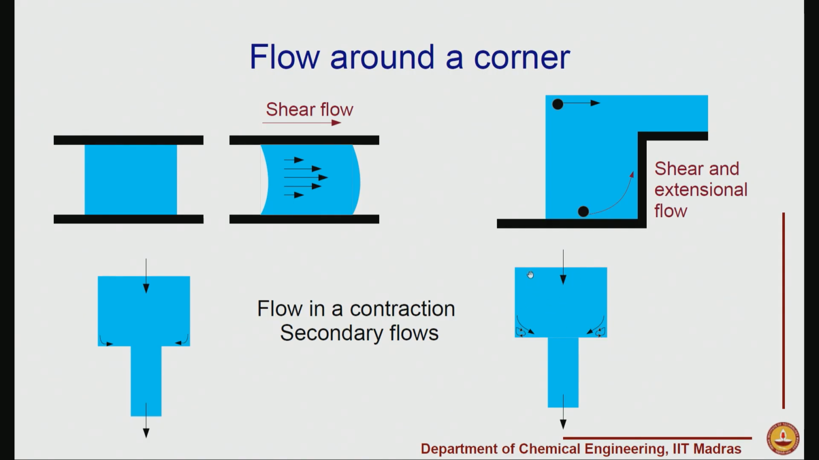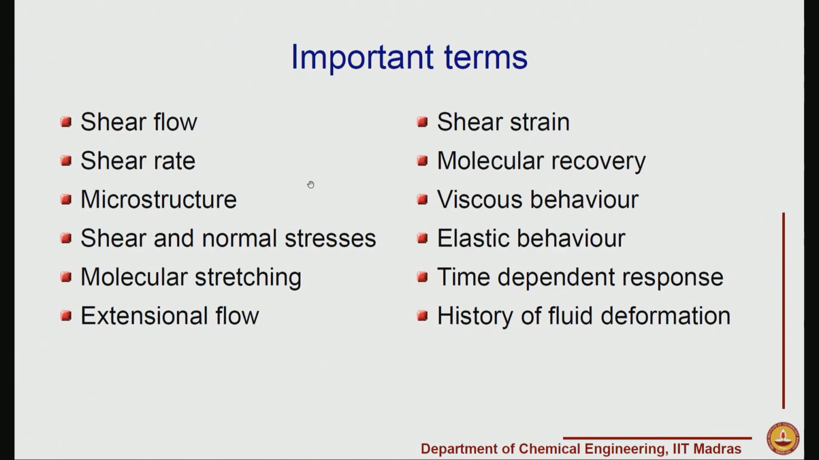What happens is, polymeric molecules which are all randomly oriented here start becoming stretched because of this contraction, and because of the flow around the corner they again get stretched because of extensional components. So, their response is very different compared to what you would expect for a Newtonian fluid. The important terms that we have looked at are, in addition to shear flow related things, the extensional flow, and we also tried to characterize the viscous and elastic responses. We also saw how the history of fluid deformation is important, in the sense of what kind of deformation was seen by the fluid earlier and what is seen in the present time.